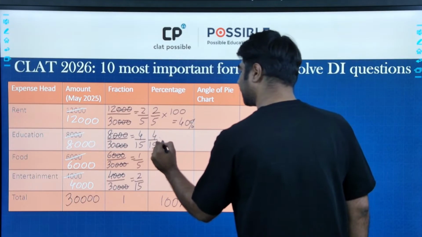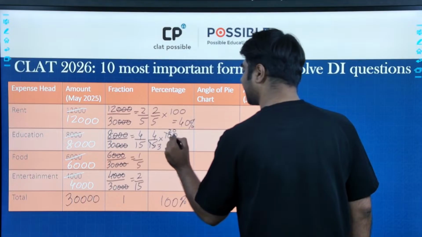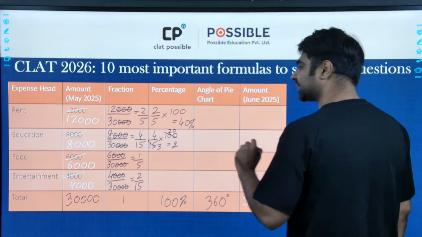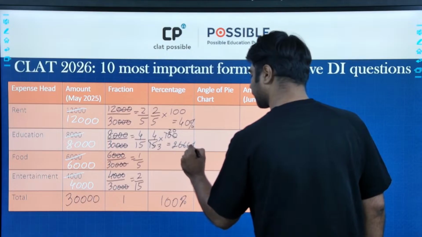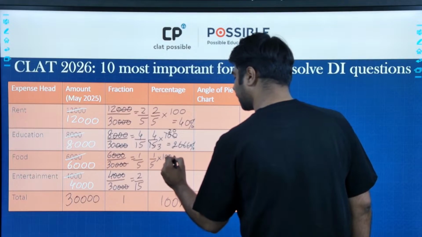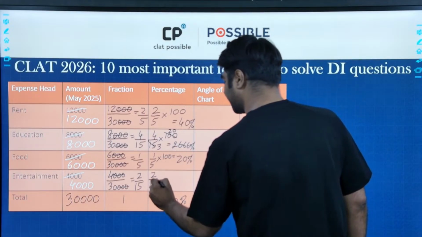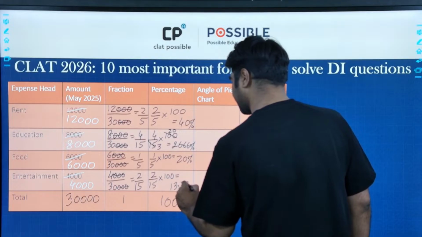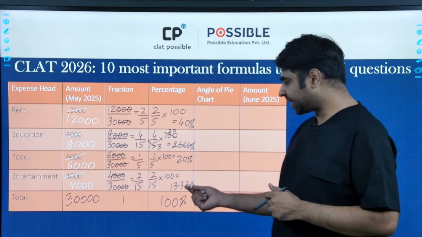Now 4/15 into 100 will be how much? 5 3s are 15, 5 20s are 100. It would be 80/3. 80/3 will be 3 2s are 6, so 26.66%. Right? What will be 1/5 into 100? That will be 20%. And what would be 2/15 into 100? According to me, that should be 13.33%.